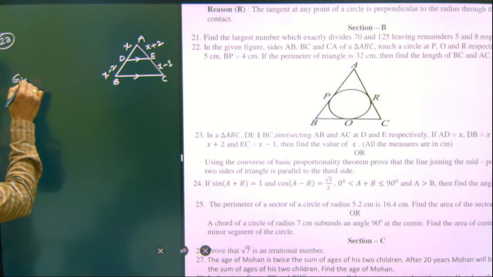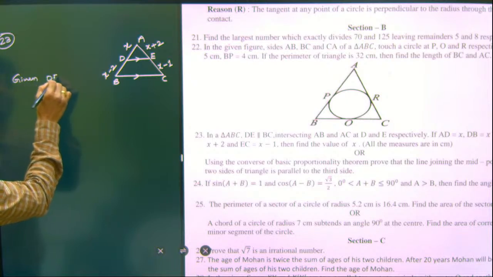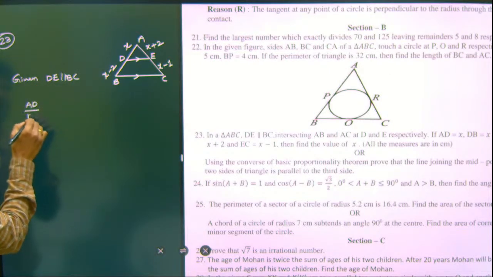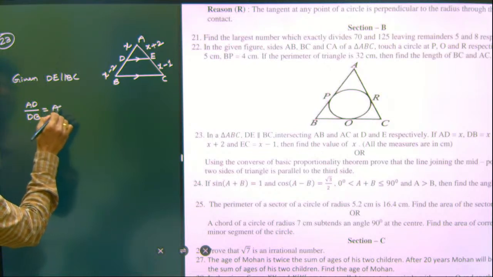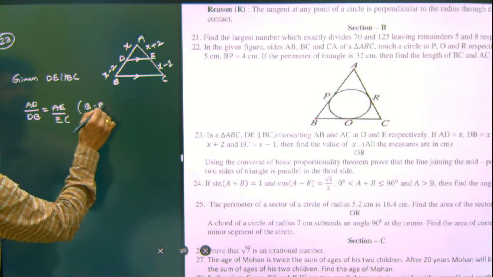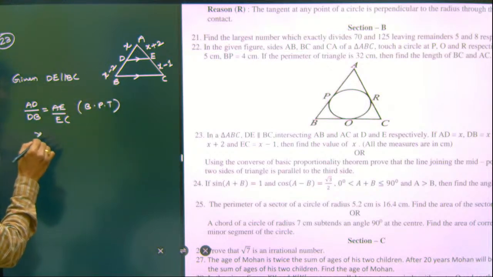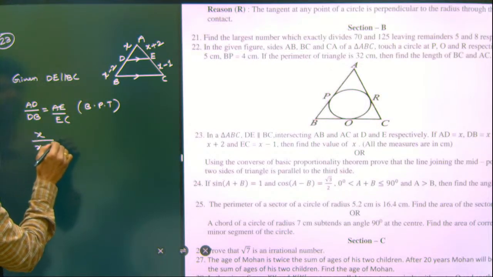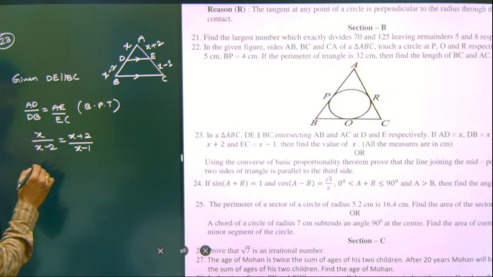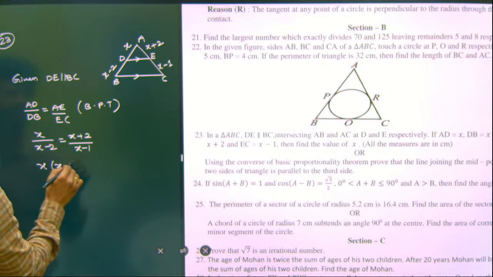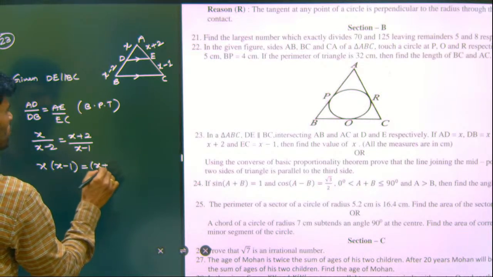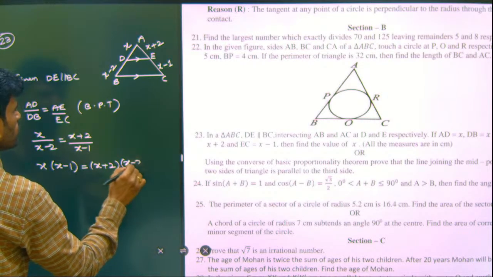Given DE is parallel to BC, so what can we write? AD by DB is equal to AE by EC, from BPT. Then we substitute: X by X minus 2 is equal to X plus 2 by X minus 1. After cross multiplication, X into X minus 1 is equal to X plus 2 into X minus 2.